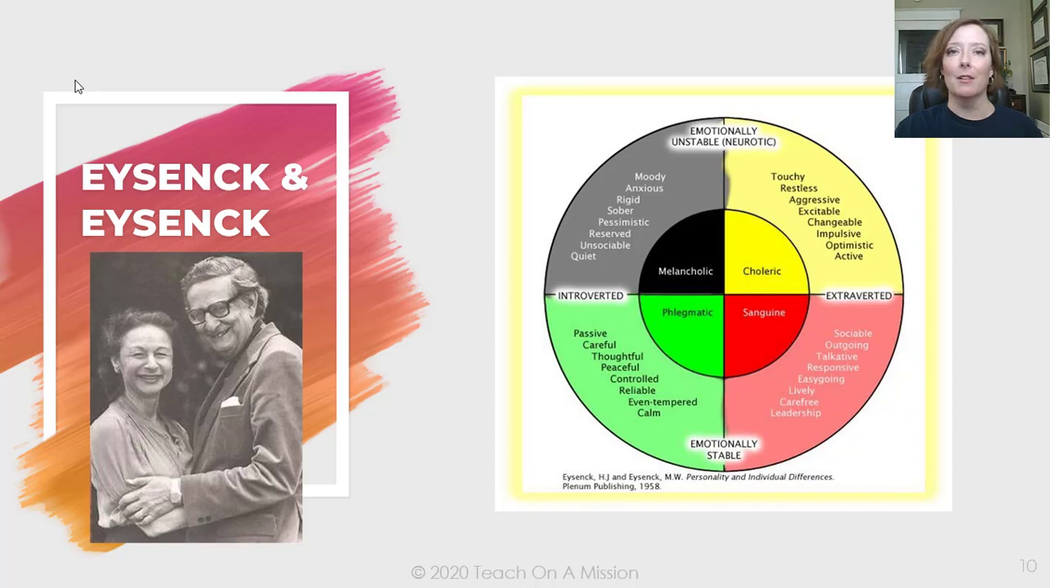And then the melancholic or melancholy, someone who's displaying this type of behavioral characteristic would be moody, anxious, rigid, sober, pessimistic, reserved, unsocial, and quiet. These were the personality factors that were proposed by Eysenck and Eysenck.